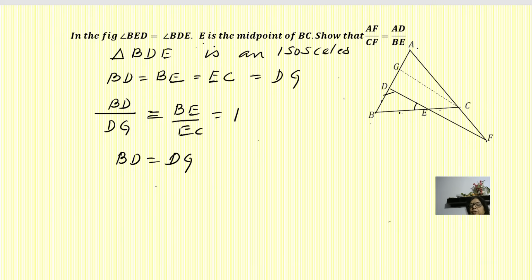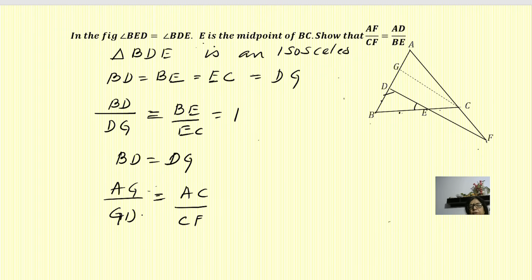Now let us focus on the triangle ADF. In the triangle ADF, we are given by construction CG is parallel to DE, and DE has been extended to the point F, so it is a straight line. So if we focus on the triangle ADF, by BPT we can write AG by GD is equal to AC by CF.